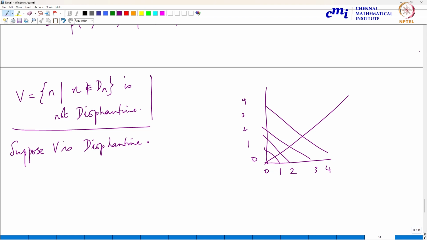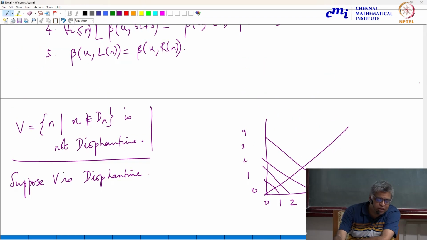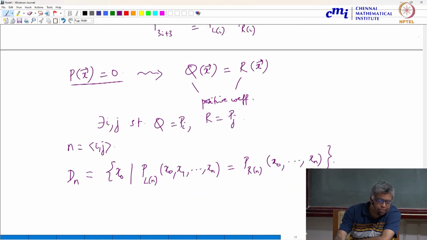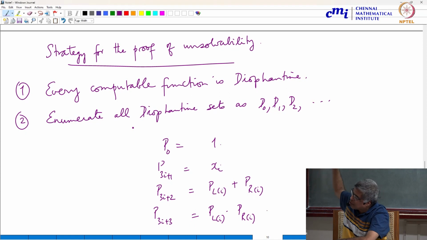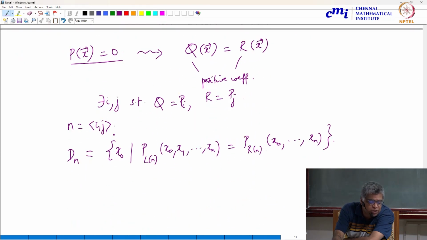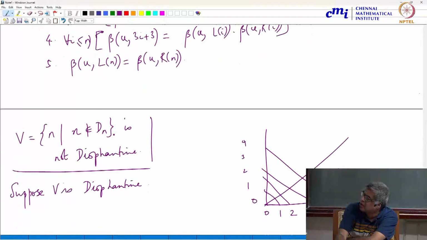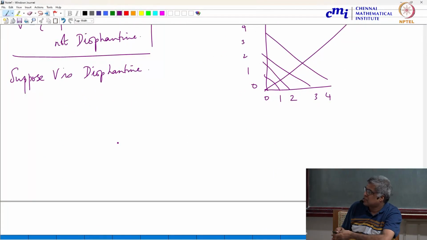Recall here that this D0, D1, D2, etc. is an enumeration of all Diophantine sets in a very explicit manner. I had to be explicit because I wanted to show you that this U itself is Diophantine. But in any case, suppose V is Diophantine, then what can you say?